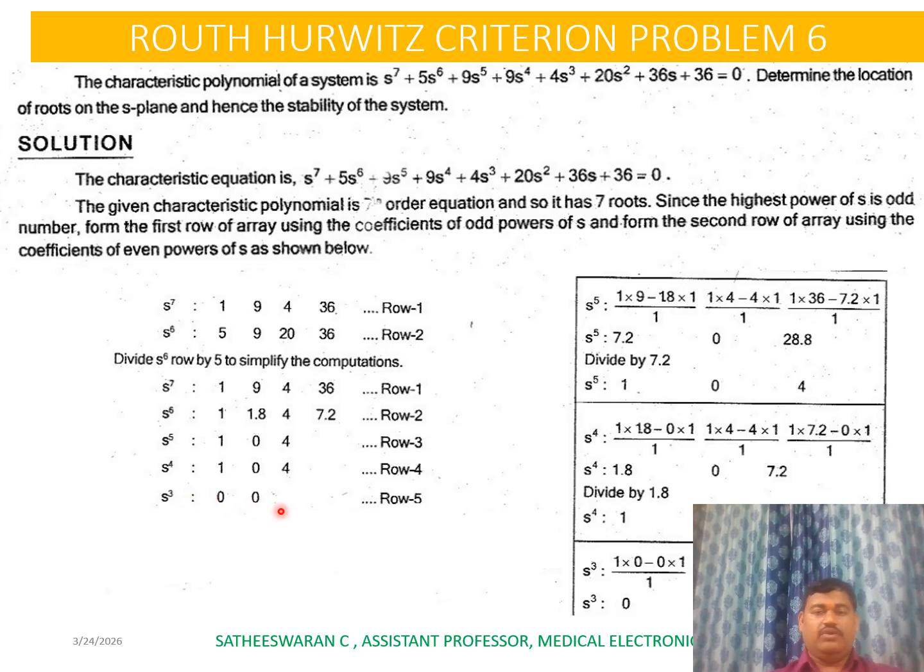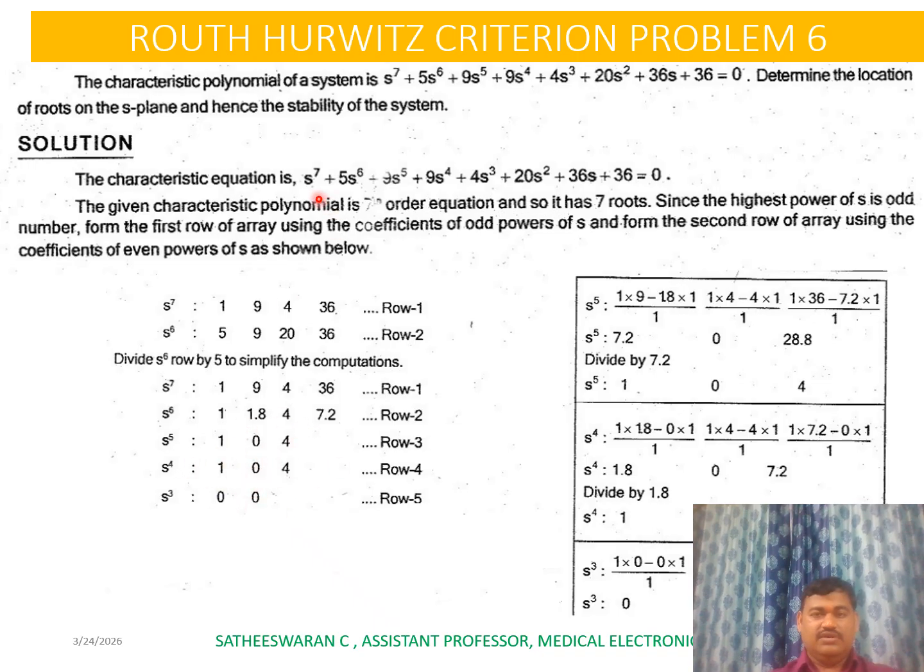In the previous problem, if you observe that all the elements of any power of s are 0, we have to consider the auxiliary polynomial and differentiate one time. After differentiating, we can write the s power 3 row and proceed. But in this problem, we should not do like that, because the middle value is 0. Okay, so how to proceed?